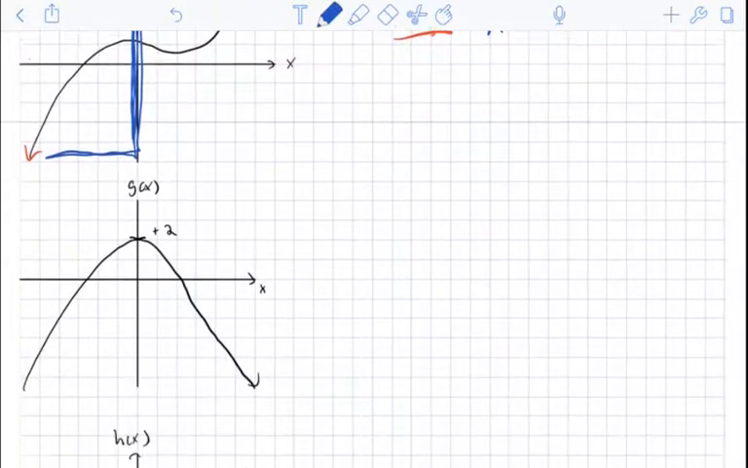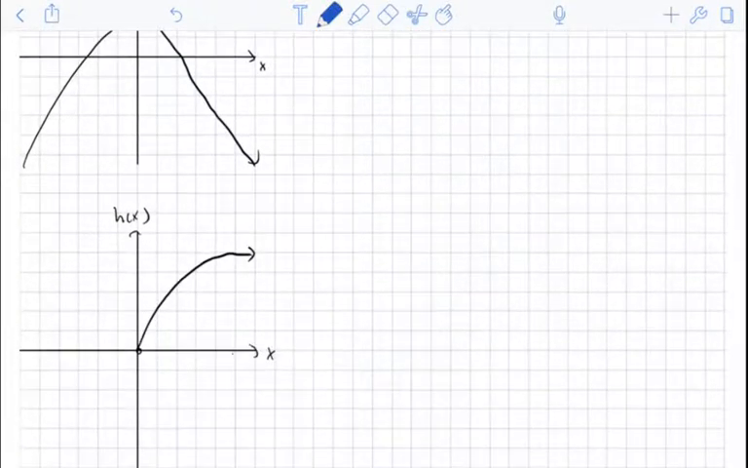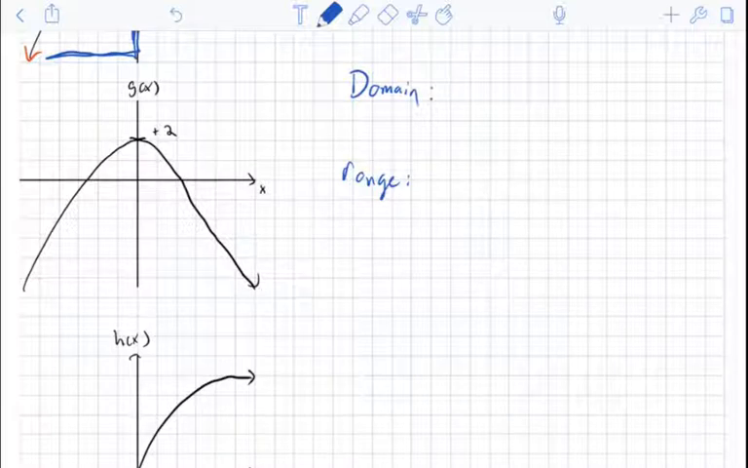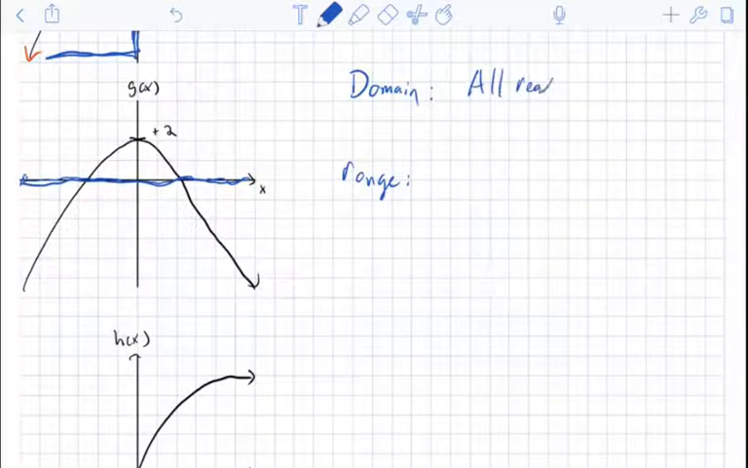So here are some that are a little bit more interesting. Domain and range. First off, the domain. The function is below and above the whole x-axis here. So the domain is going to be all real numbers.